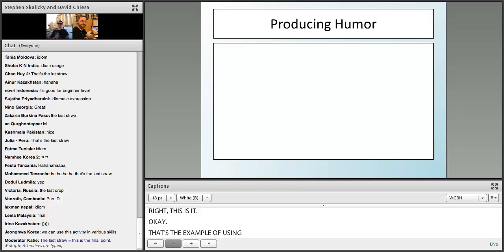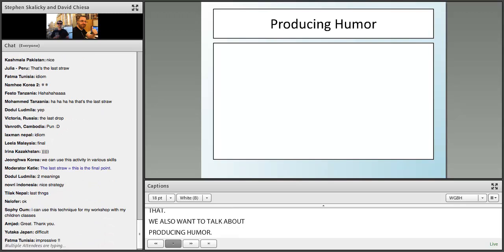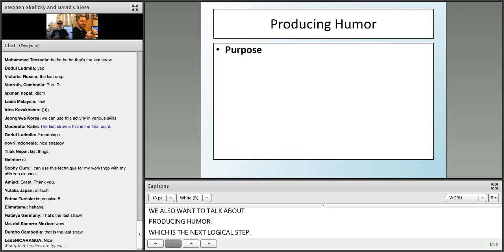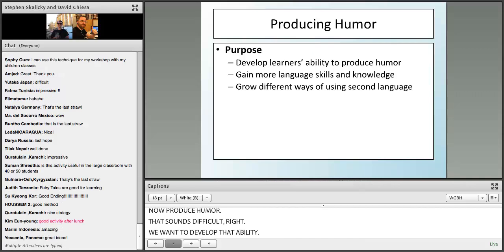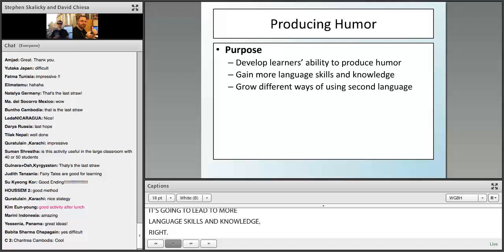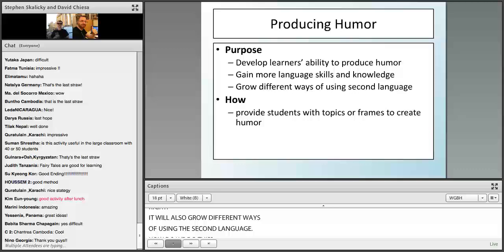We also want to talk about producing humor, which would be the next logical step. We have students able to identify and comprehend. Now can we have them produce humor? That sounds really difficult, right? But we want to develop that ability because it's going to lead to more language skills and knowledge. It will also grow different ways of using the second language. How do we do this? Well, we don't just say, make a joke. We can provide students with topics or frames.